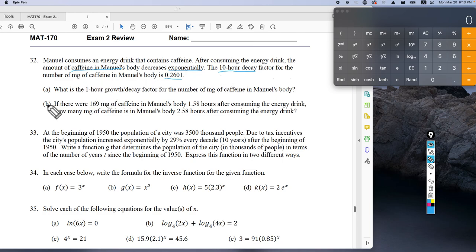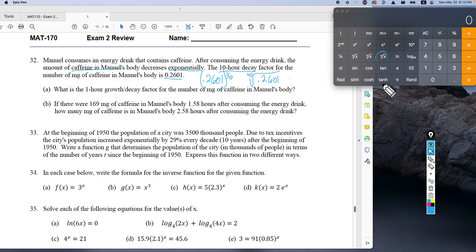What we need to find for the 1 hour would be 1/10. So it would be 0.2601 raised to the 1/10 power, or if you want to use the root, it's the 10th root of 0.2601, and this calculator has it right here. So let's go ahead and do that.